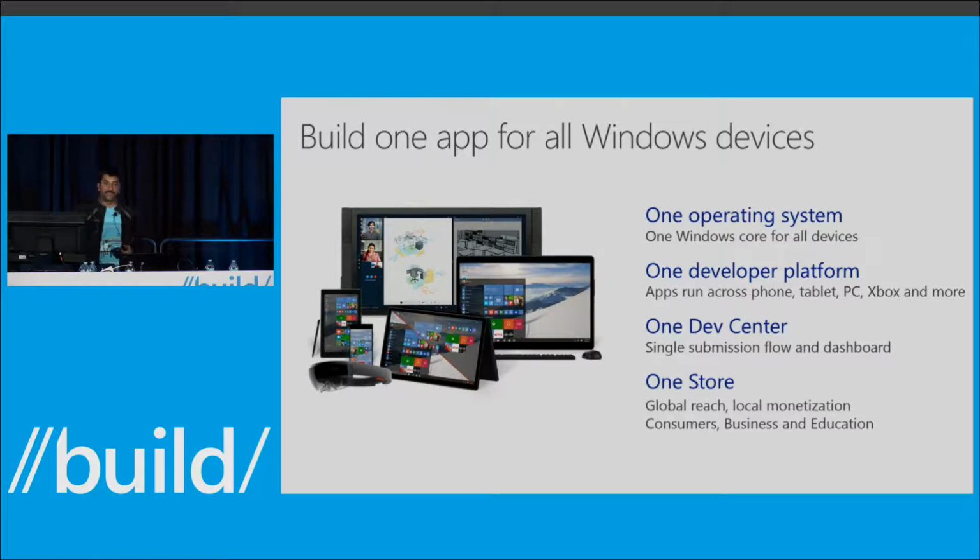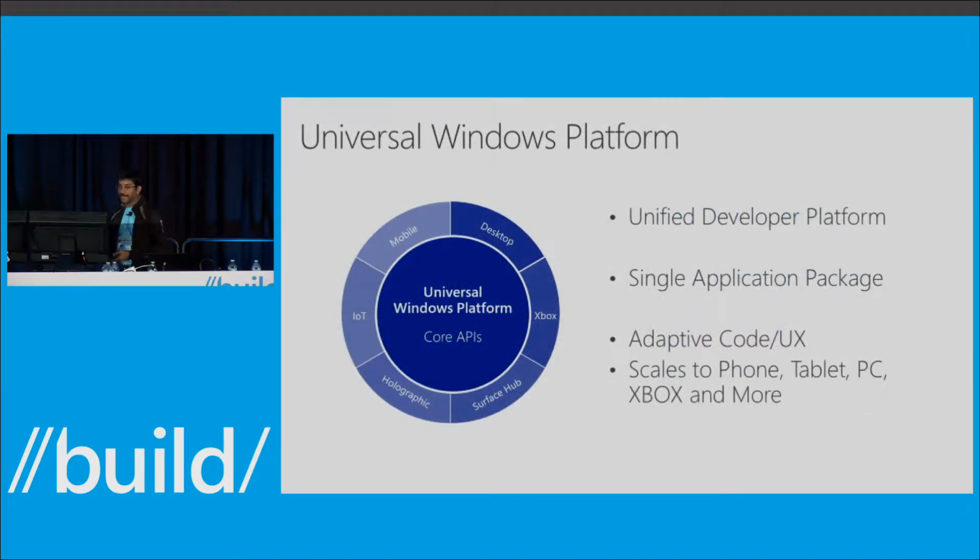And there's one dev center, so if you happen to publish your app, there's only one store. Since it's a universal app, it's able to understand that, hey, my customer is downloading on a phone, so I'll give the phone experience. If I'm on a tablet, I'll give the tablet experience. So how is this possible? Well, we have these core APIs, and we call it the Universal Windows Platform, that is available in all the devices that we can think of that run Windows, right?